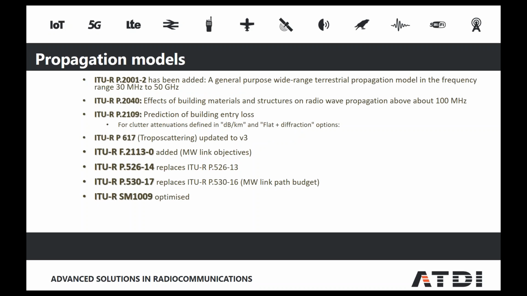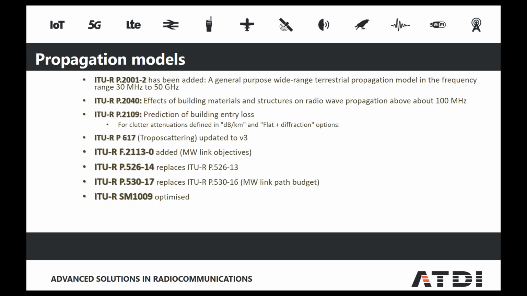Okay, propagation models. Just going to mention a few here. We've added P.2001-2. This is kind of a general propagation model. It covers quite a big frequency span, 30 megahertz up to 50 gigahertz. It's a more recent model that's come out of the ITU, and it's trying to be a general purpose model for terrestrial propagation.